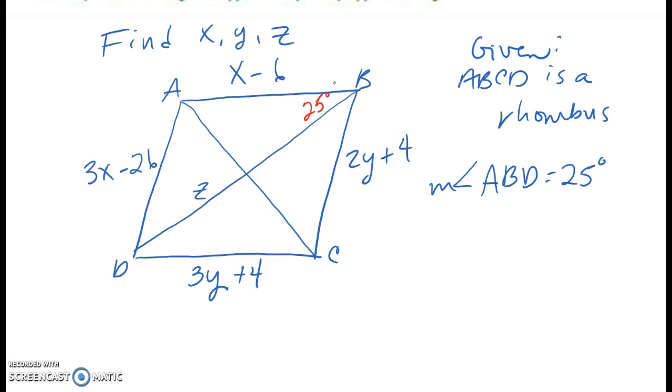Okay, so since it's a rhombus, we know a few things. The first thing that my brain would jump to is the sides, and the fact that on a rhombus all sides are congruent. So this is supposed to equal this and this and this. So these are all equal to each other.